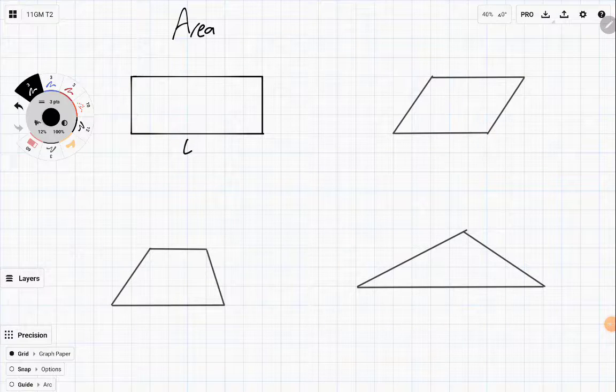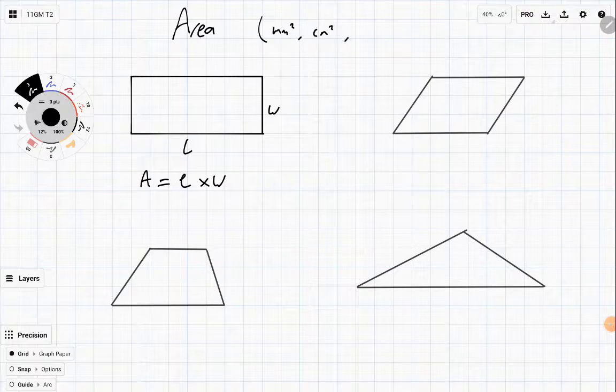If you've got the length and you've got the width, well, the area of a rectangle is just the length times the width. The area, just as a note, we're going to be using square millimeters, square centimeters, square meters, and square kilometers. Notice I write the square afterwards. However, we say it first. We don't say millimeters squared, we say square millimeters. Alrighty. So, area is length times width.